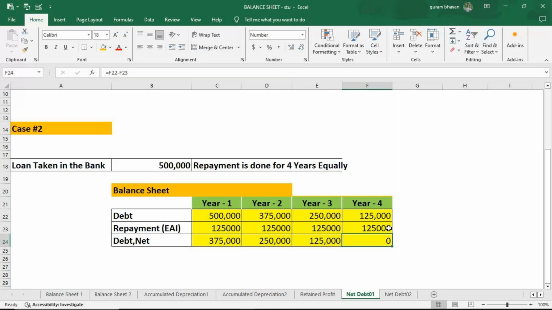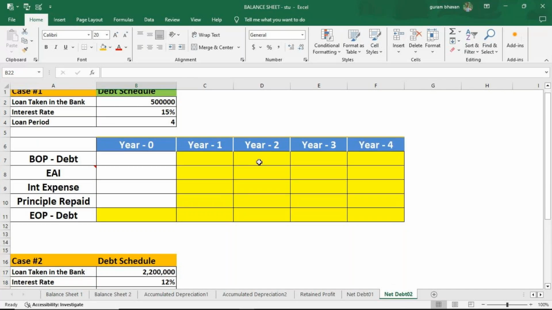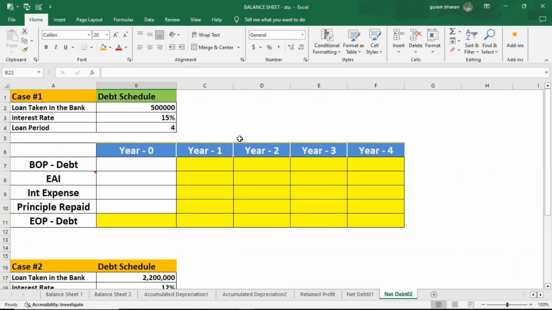Okay, so I wanted you people to try with this net debt too. In the case one schedule they have given, the debt schedule, the loan taken in the bank is 5 lakh rupees. Interest rate is 15%. Loan period is for 4 years. You have to create the debt schedule. Next case study, loan taken in the bank is 2,20,000. Interest is 12%. Period is 7 years. I wanted you people to try with this too. Tomorrow we will solve this and we'll go further.